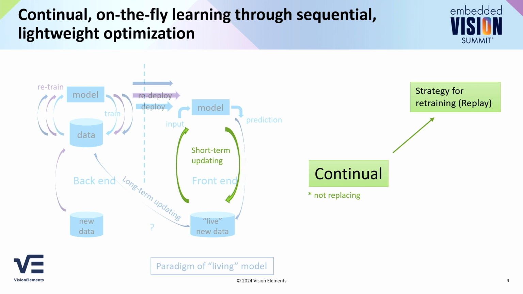Continual learning today is focusing on strategies for retraining, mainly a technique called replay that is actually a mixture of old data and new data, and there are different strategies that you can build for that. And what we're focusing on in this talk is how we can optimize sequentially using a memory term to help that continuation happen on the edge.